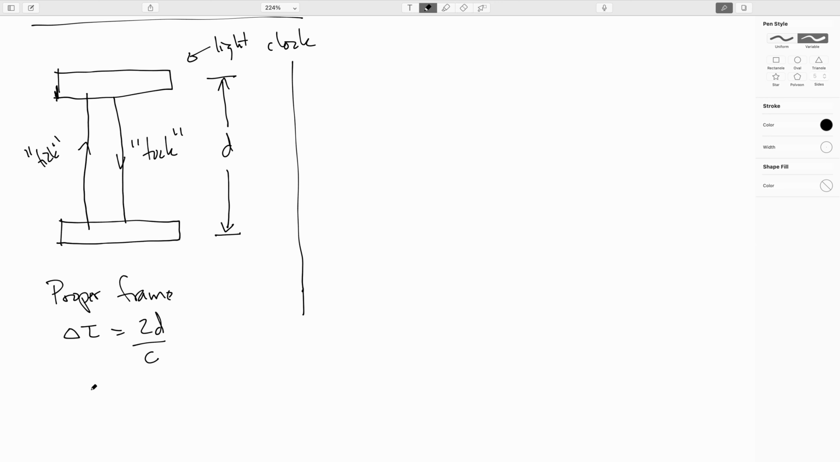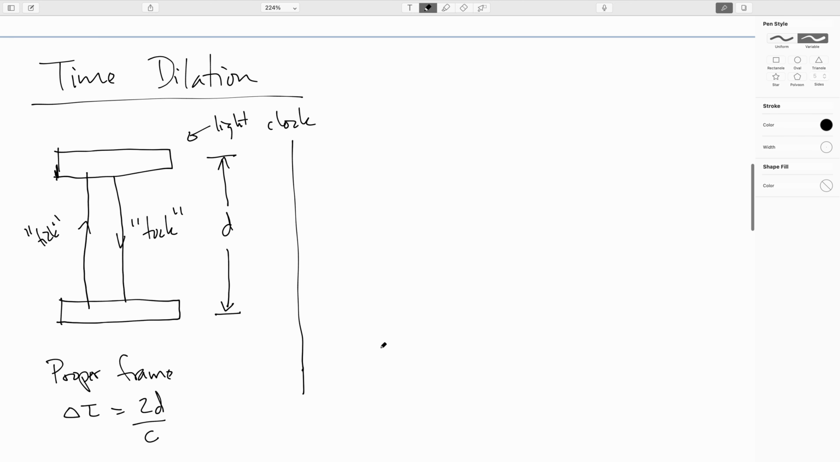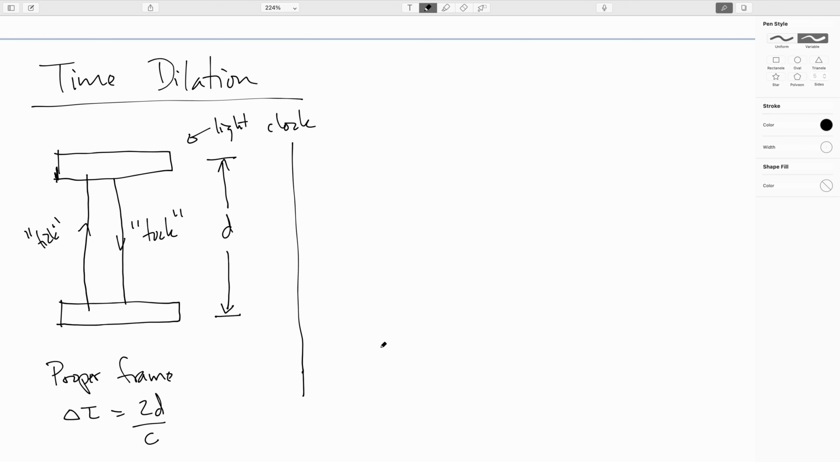I will just rearrange this real quick because it'll be helpful for me, and I will observe that we can write this d as c delta tau over 2. Just hold that thought for a moment. All right, so now let's go into what's called the dilated frame of our light clock.